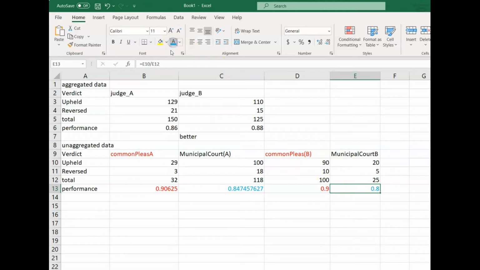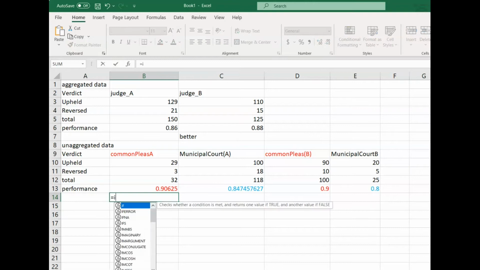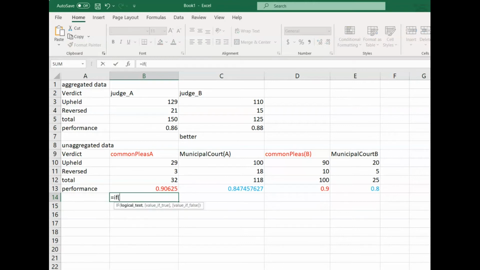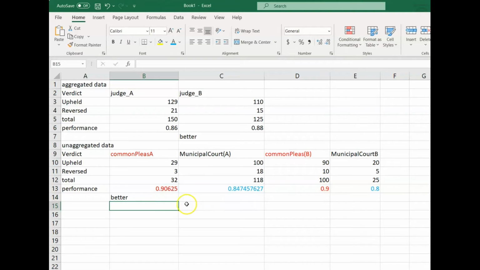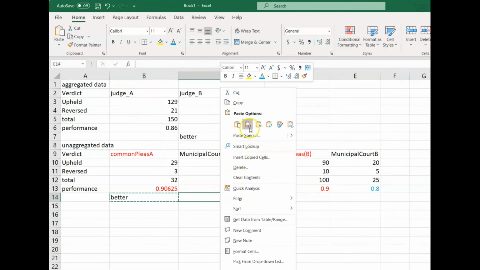So let's compare apples with apples. Then we can use the if function. If the ratio for Judge A is higher than the ratio for Judge B, then we enter "better". Otherwise, nothing. Okay, so Judge A is better for the first type of court.